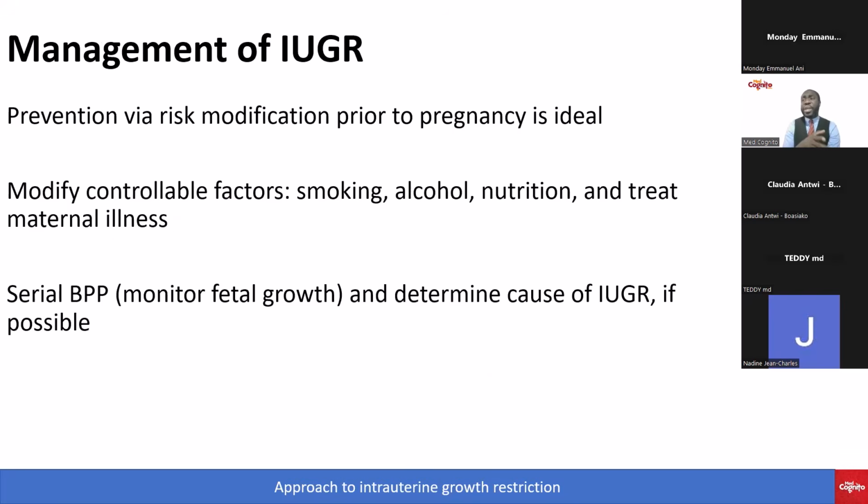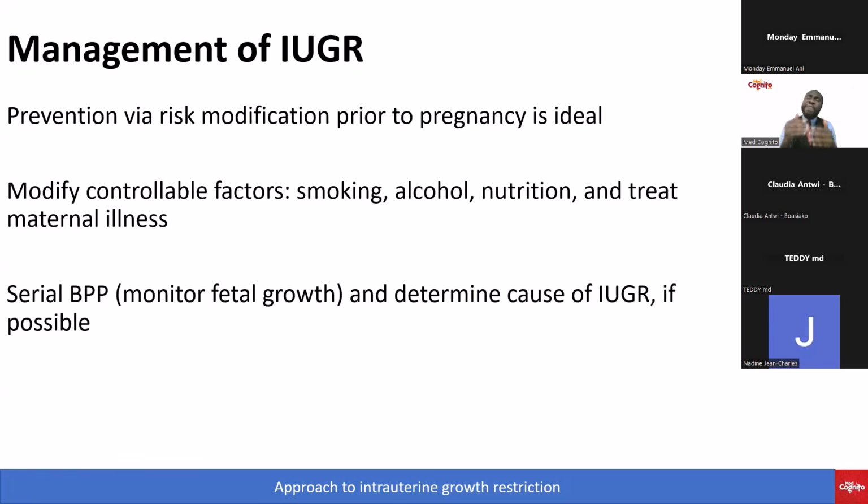Management of IUGR: it must be prevented through risk modification. Remember that when we were starting the class, one of the main objectives was for us to learn the modifiable risk factors and know how to deal with them. So in the management of IUGR, you want to teach the patient on prevention through risk factor modification. Because we also learned that if this patient has had a previous pregnancy where the fetus had IUGR, there's a likelihood that future pregnancies may also have IUGR.